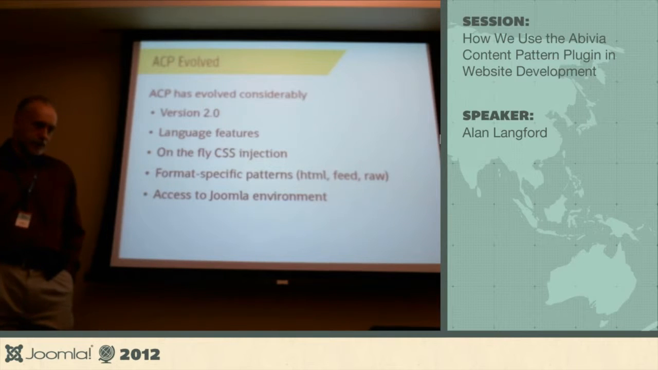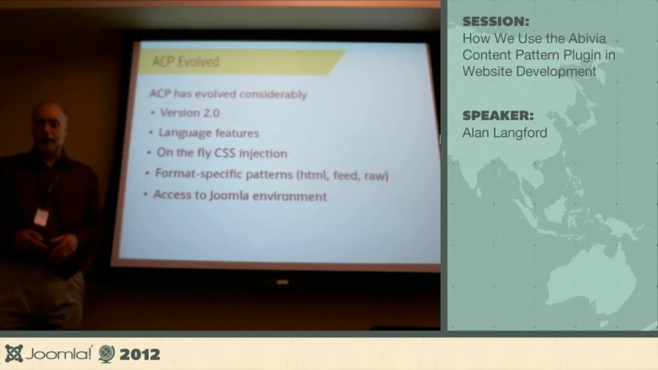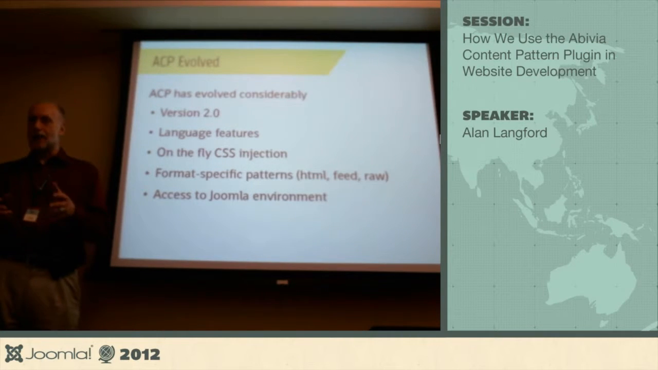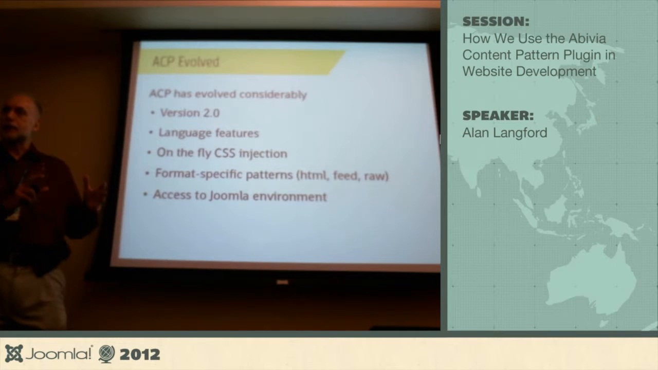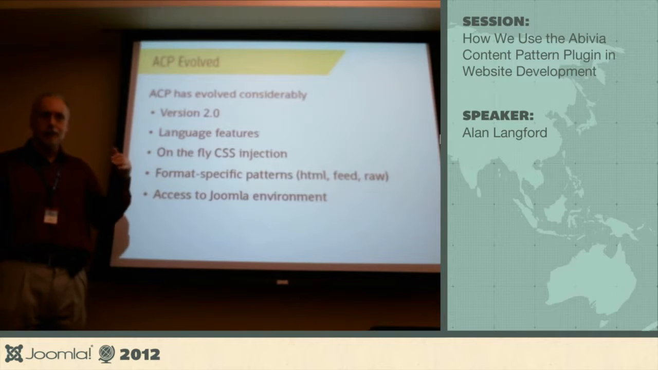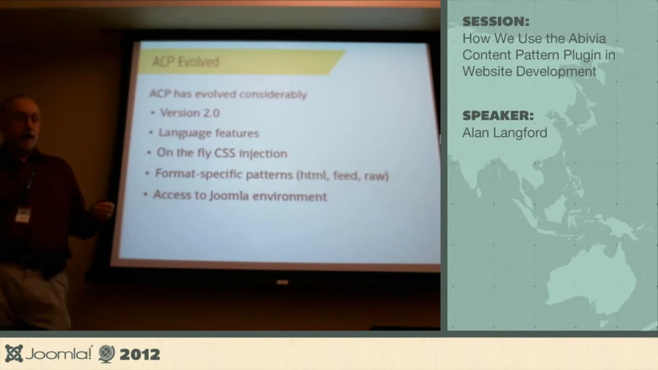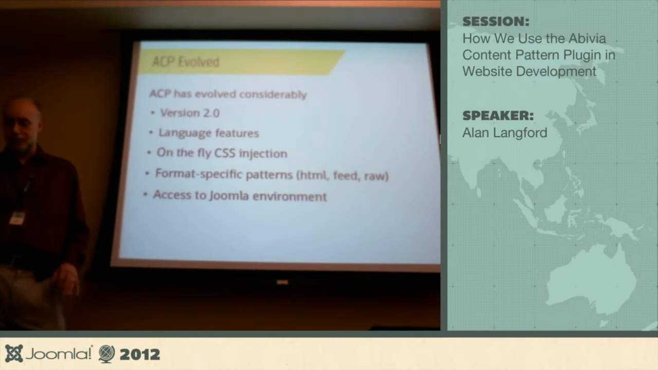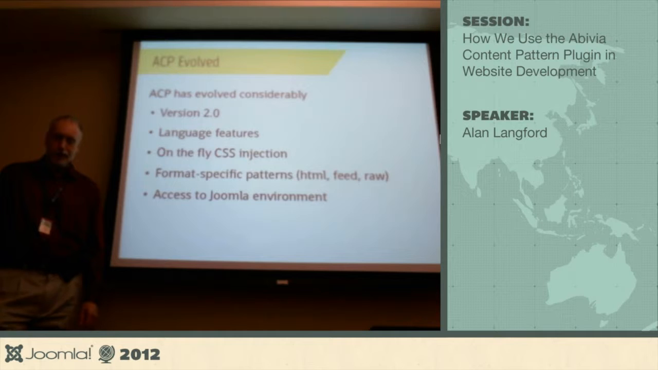It's now just released at version 2.0. It's got a bunch of programming language features so that you can get really complicated with it if you want to. It lets you do on-the-fly CSS injections. So if I go back to that example about having a little information block on the side and wanting to change it from blue to green, you can do that in the pattern. ACP injects the CSS for that pattern into the header in the right spot, so it's still compliant HTML. And if you reference the pattern 15 times on a page, it only injects it once. So it's about as clean and as efficient as you can get.